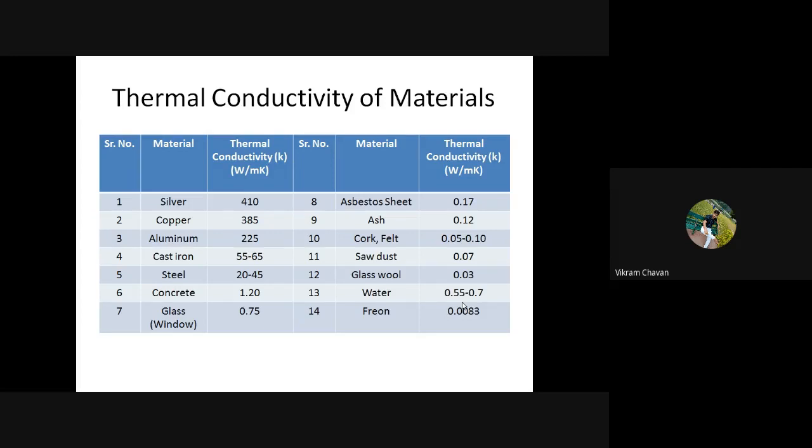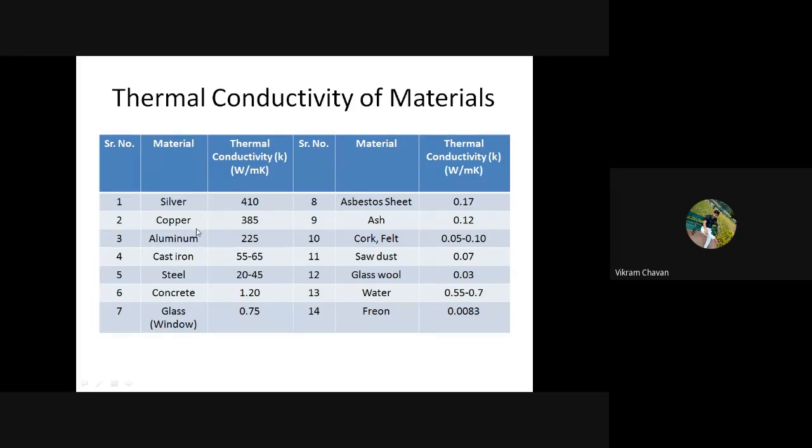Getting everyone? So just give a heading, thermal conductivity of materials, and put up these particular values, because for MCQ purposes it will be asked a number of times. What is the thermal conductivity of aluminum? What is the thermal conductivity of copper?